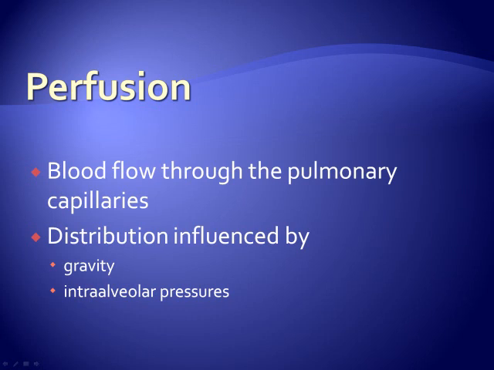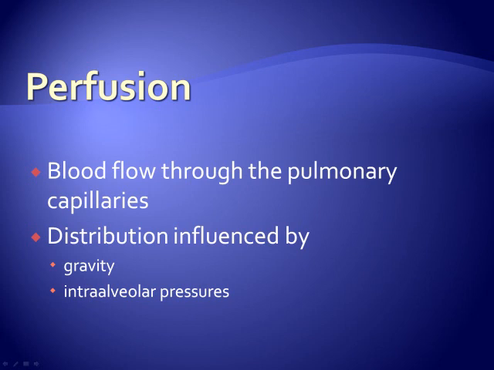Another thing that's going to cause a change in the distribution of perfusion is intra-alveolar pressure. One time this is especially important is in your COPD patient. Your COPD patient who has air trapping is going to hyperdistend the alveolus, and then the hyperdistended alveolus is going to compress the vasculature, increasing our intra-alveolar pressure.